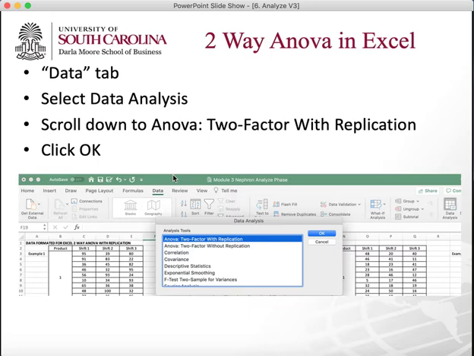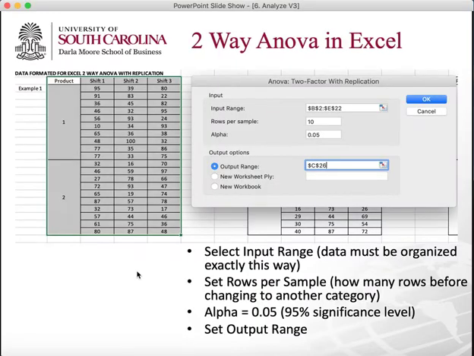So how to do this with Excel. So we have here Excel. It's the step-by-step of how to do that. You go to Data, select Analysis, scroll to Anova two-factor with replication. Okay, so two-factor with replication. Click OK. And then you select the data. It's important that the data is in this format here, which have the columns and have the samples like this. And you have to say how many rows per sample.